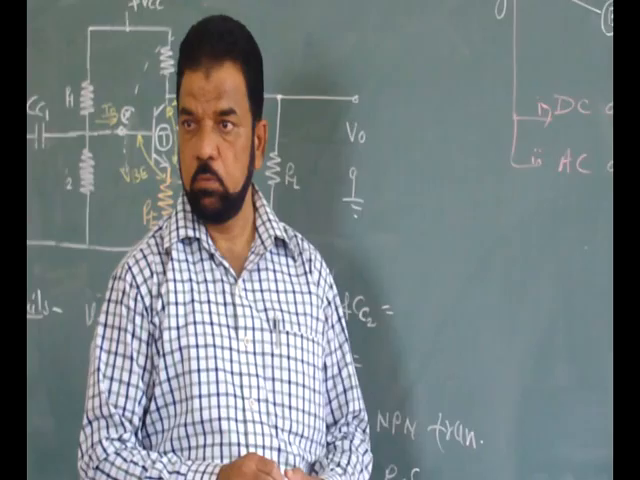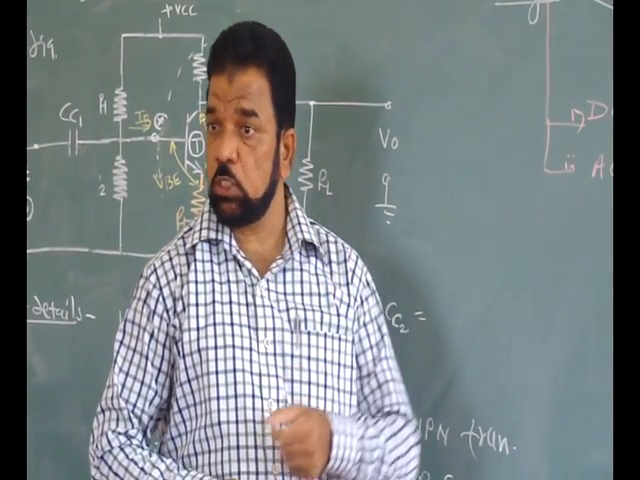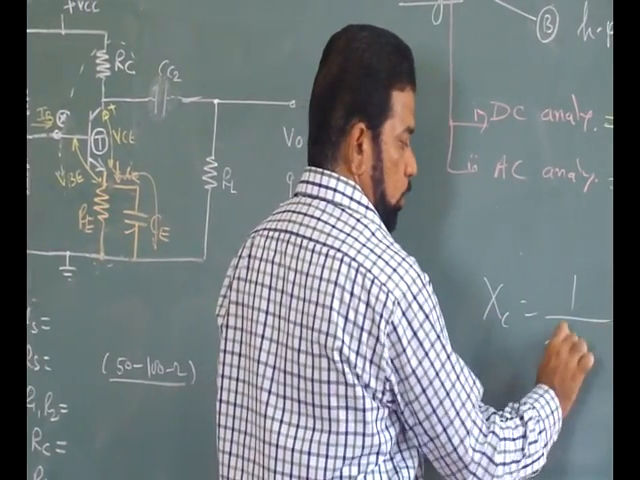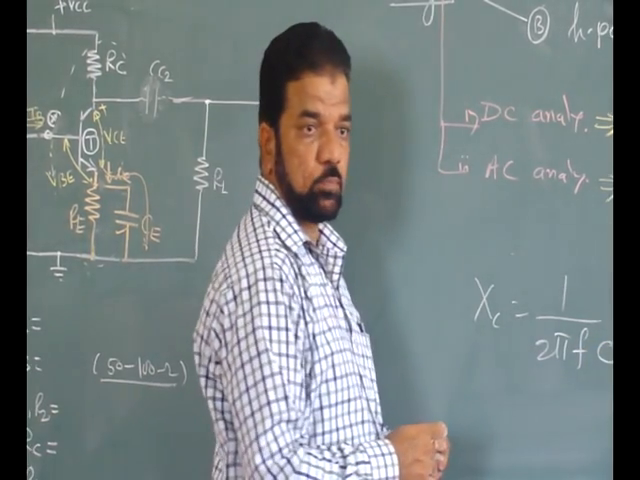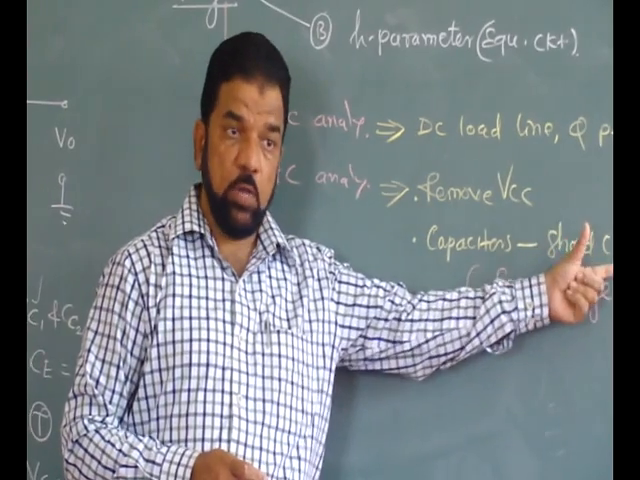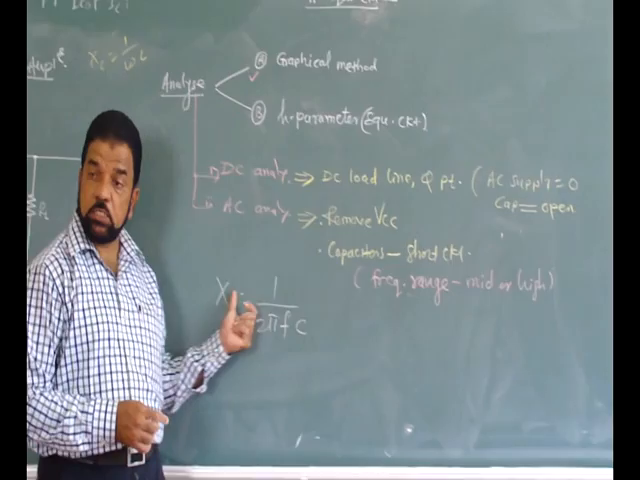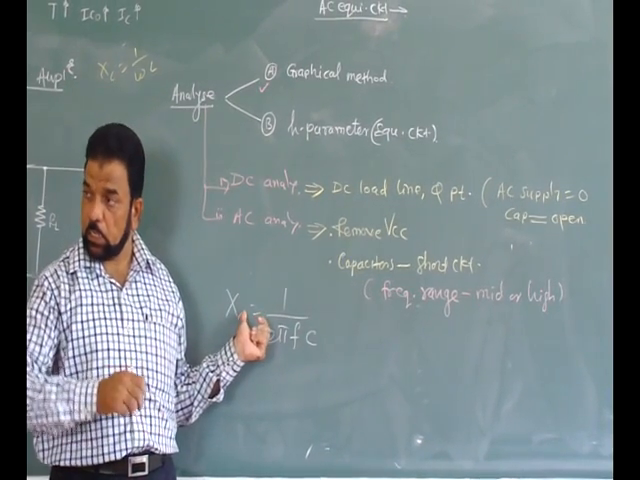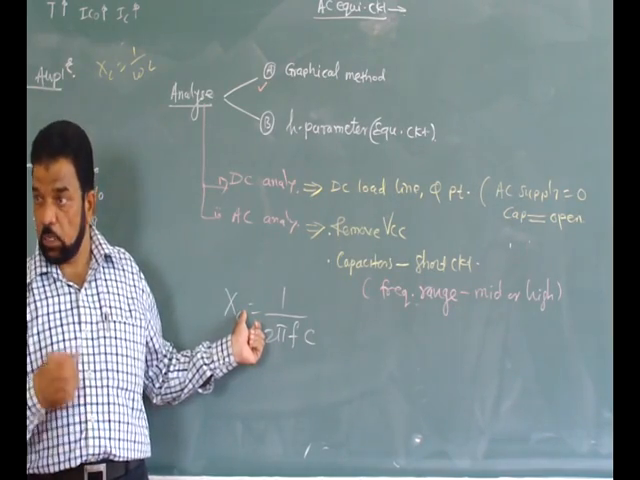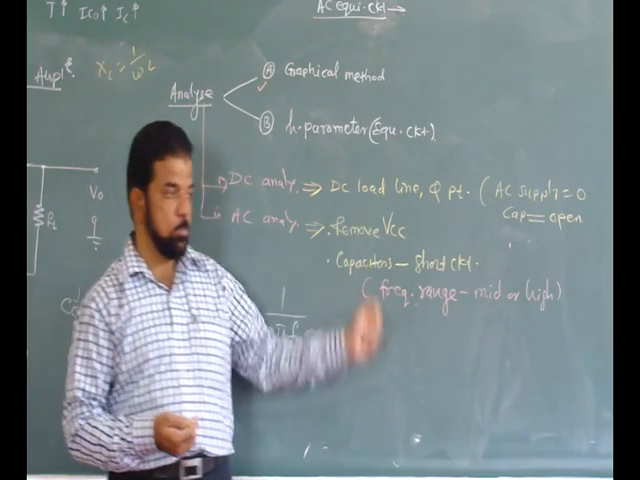Right? So why are capacitors replaced by short circuit? Once again, the reactance of a capacitor is 1 by 2 pi f C. If the frequency is in the mid or high range, the denominator term is on the higher side, so overall XC is less. If the reactance is less, you can replace it by a short circuit. If the reactance is more, you have to remove it, you have to open it. Everything is fine.